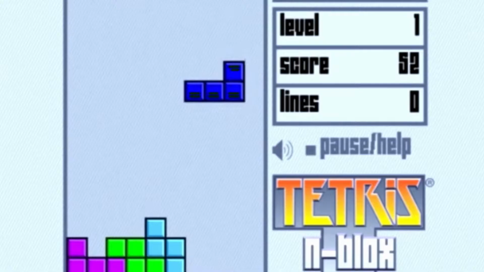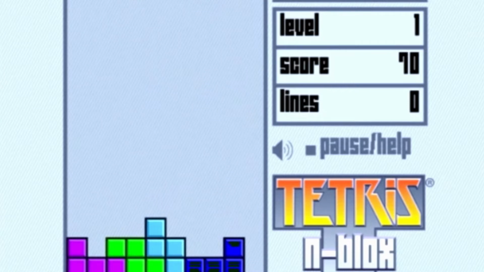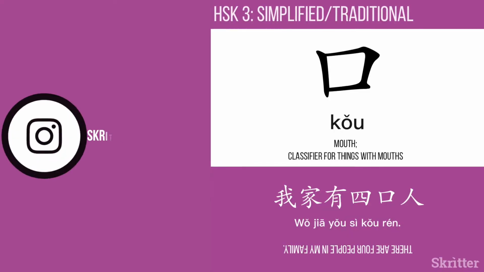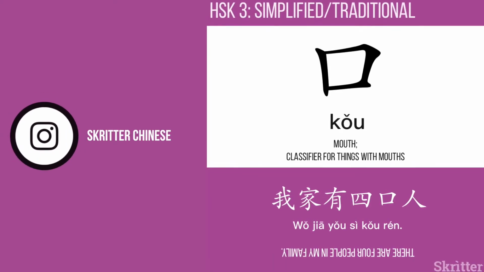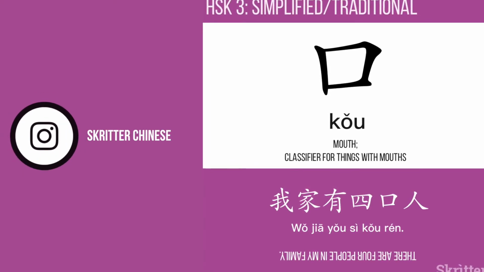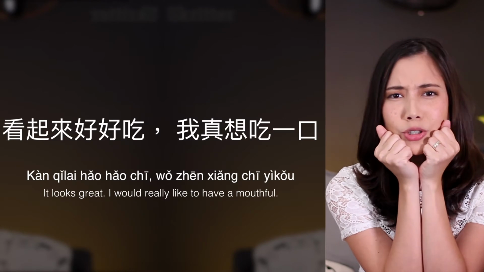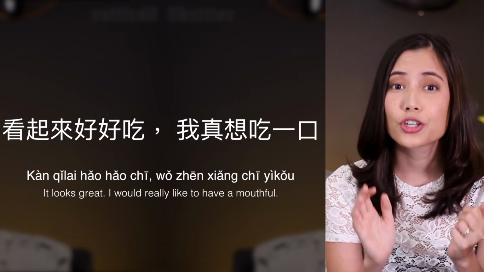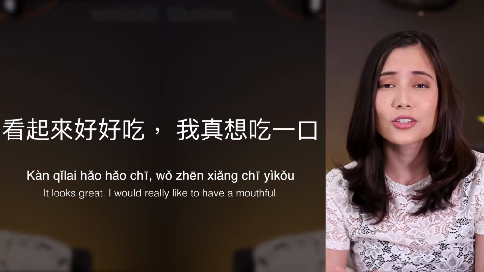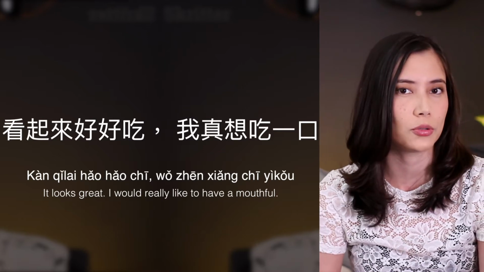Tian and Kou. All the Tetris blocks were made up of these little squares, and we have just the character for you in Chinese, and that's Kou. Kou means mouth. Used more literally, if you wanted to talk about having a mouth full of something, you could say 看起来好好吃，我真想吃一口。It looks so good, I'd really like to have a mouthful.